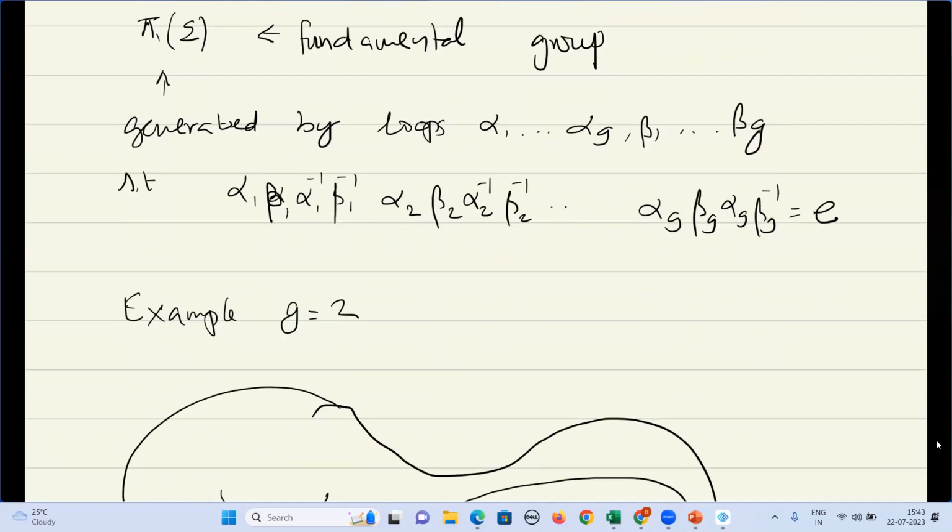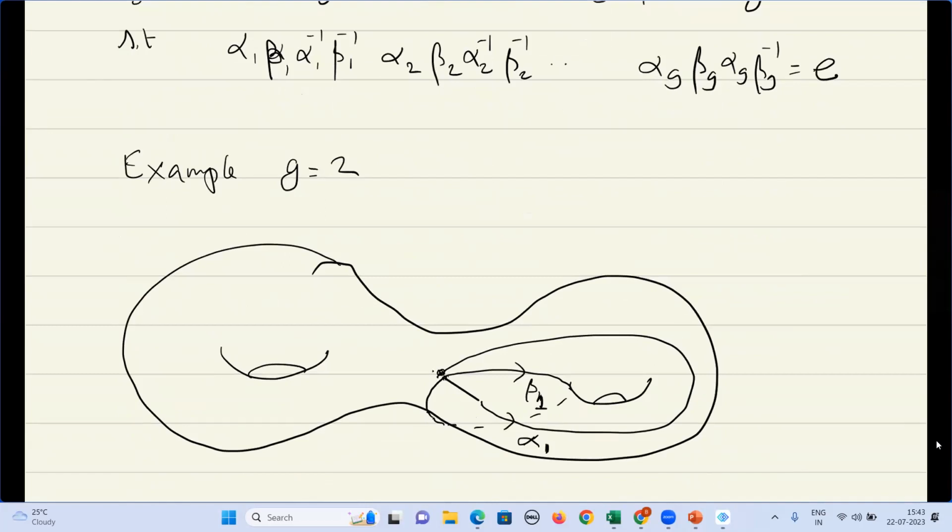For example, I've taken a genus 2 surface here. I've fixed this as a base point, and I have shown two loops, each of which starts and ends there. Namely, the first loop is this alpha loop, and the second loop is this beta loop. Similarly, there will be an alpha 2 loop and a beta 2 loop, like that. And these 4 loops will generate the fundamental group subject to one relation.